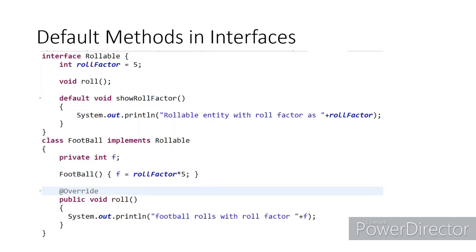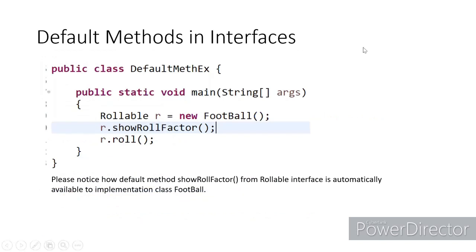Okay, next what I will do is I can simply create an instance of the football class and assign it to the interface reference. This is not something which is new in Java 8. This you do in Java also. Earlier we used to create an interface reference and point it to an instance of a class which is implementing the interface.